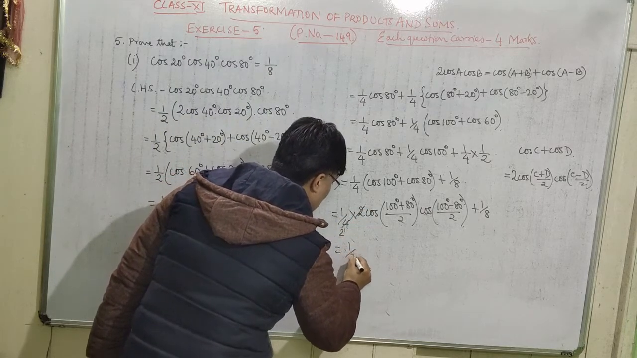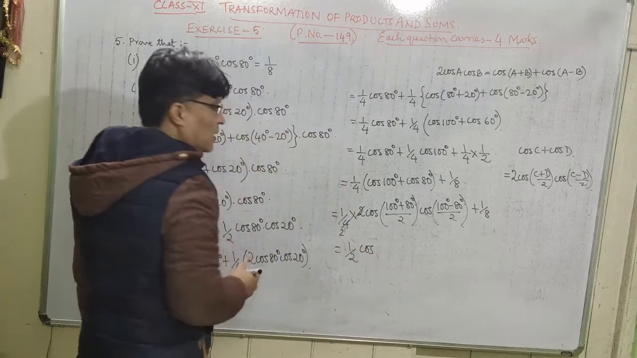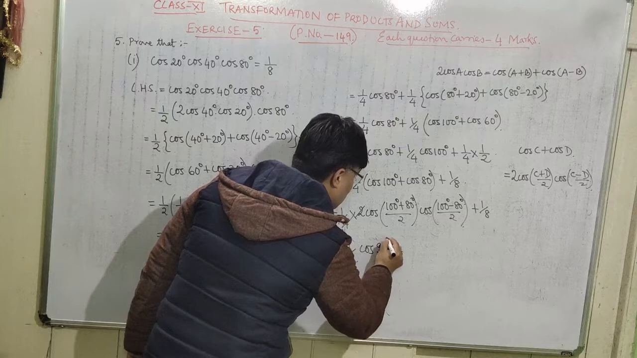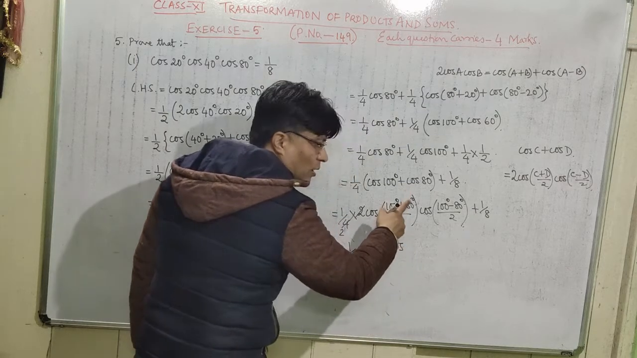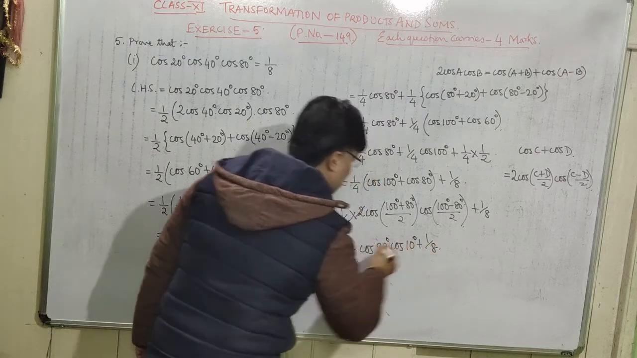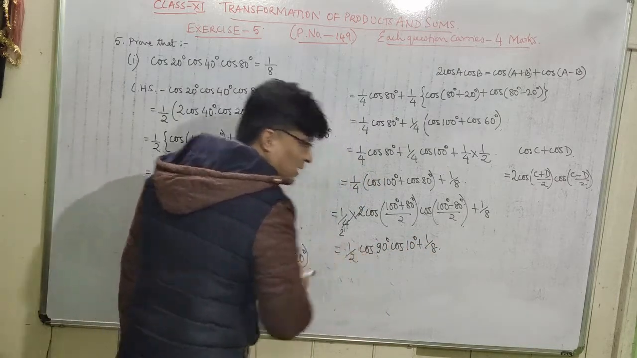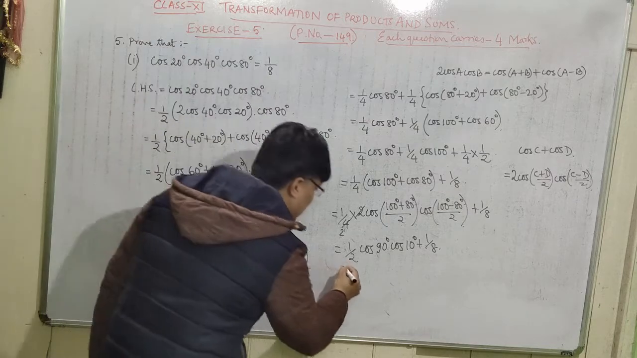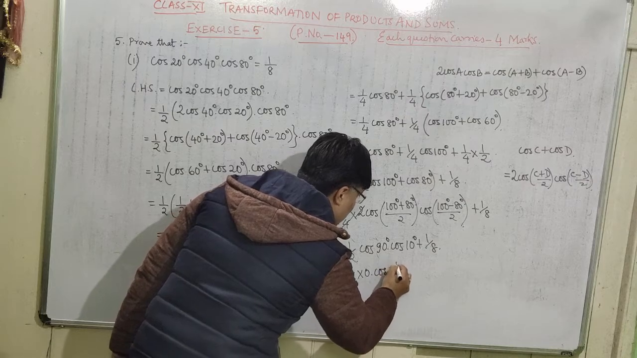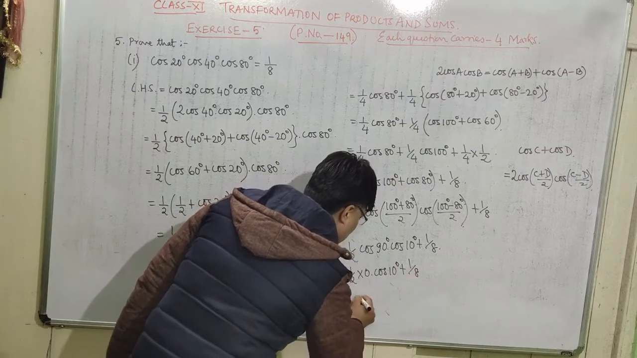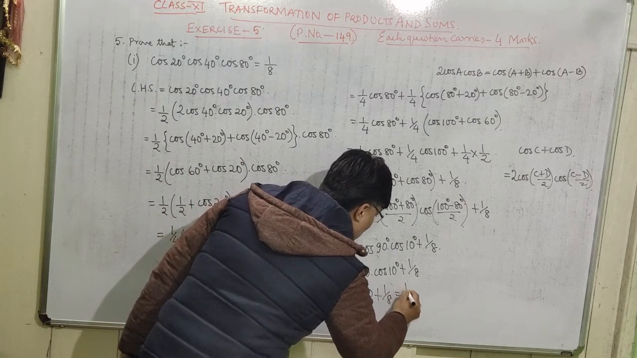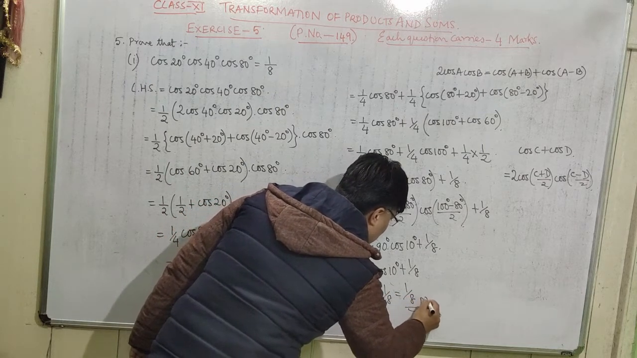This is half cos, let us simplify it, 100 plus 80, 180 by 2 is 90 degree. Cos of 100 minus 80, 20 by 2 is 10 degree, plus 1/8. And you know that cos 90 is a standard angle. What is the value for cos 90? It is 0. Half into 0 into cos 10 degree plus 1/8. So 0 into any number is always 0. 0 plus 1/8, which is equal to 1/8.